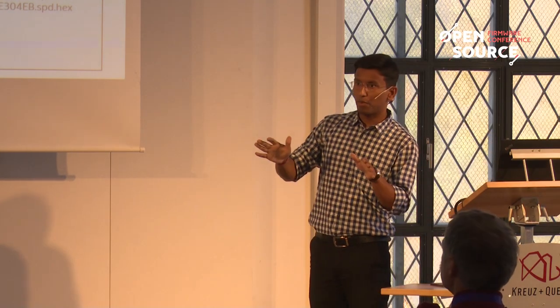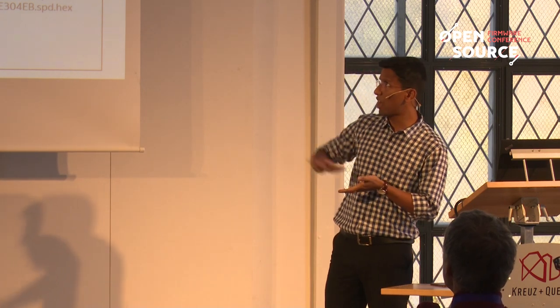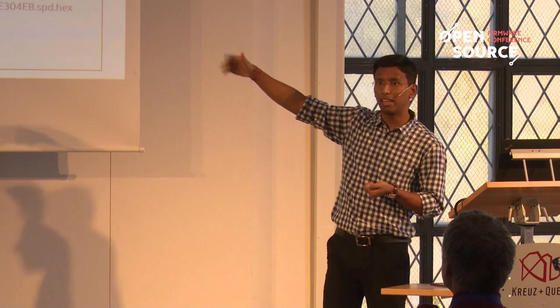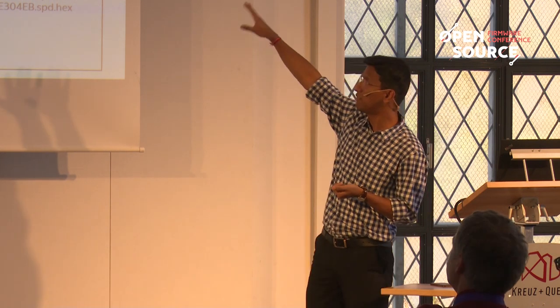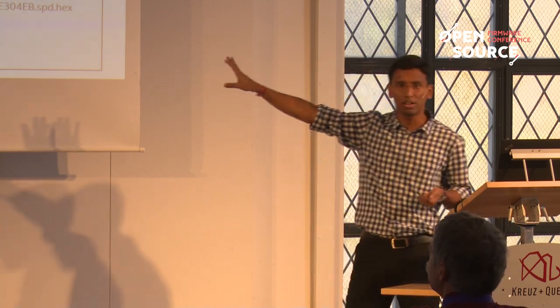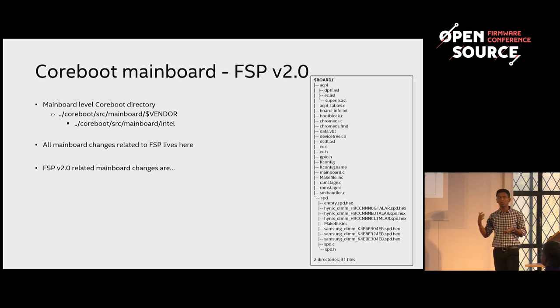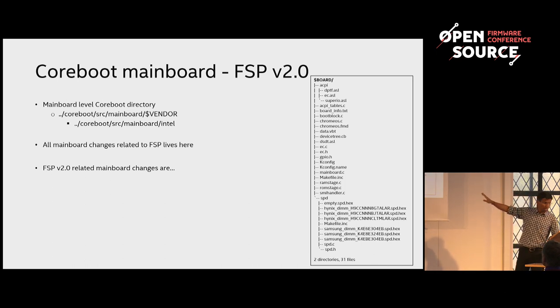So with that, we understand the coreboot and FSP interface and all. Now I have taken a sample example of an Intel-based mainboard. This is what a typical folder structure looks like in your mainboard directory, where you have roughly around 30 to 35 files. All the configuration to support your mainboard, and to provide all those UPDs to the FSP so the FSP can initialize your platform, should be done here.